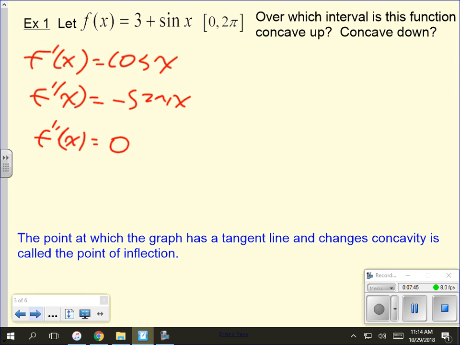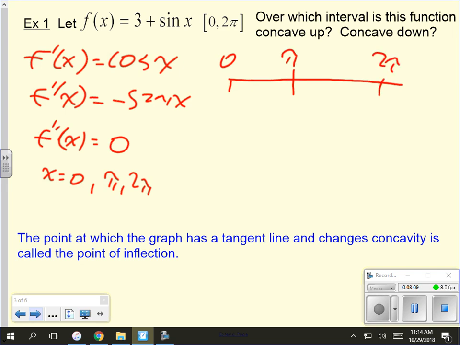The sine of x is equal to 0 at x equals 0, pi, and 2 pi. Those are the only ones in our interval, and that's what we care about: our interval. So here's what we do. We make up a sign chart, and we have 0, pi, and 2 pi. We don't really have to worry about anything before or after 0 to 2 pi, because those are the ends of our interval.